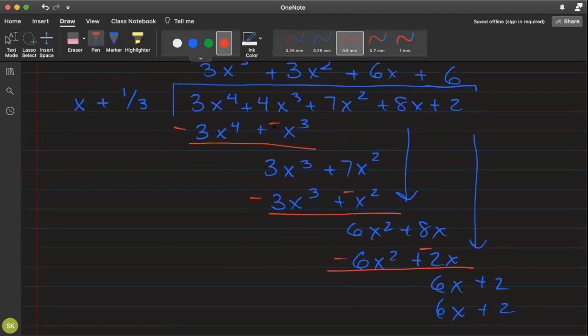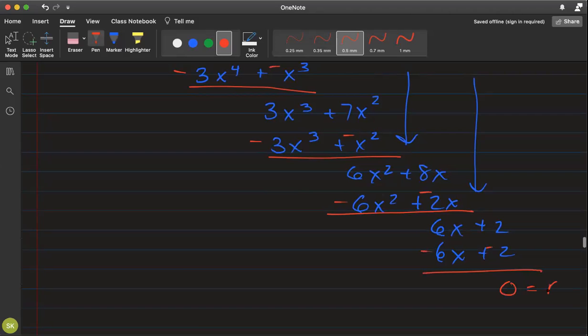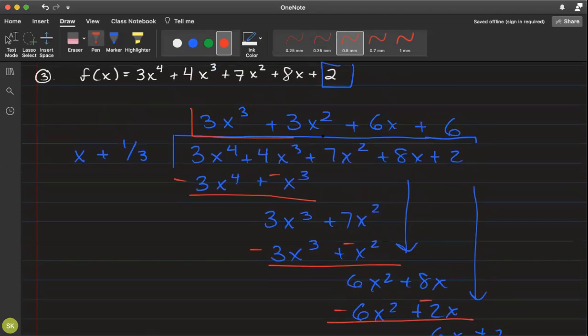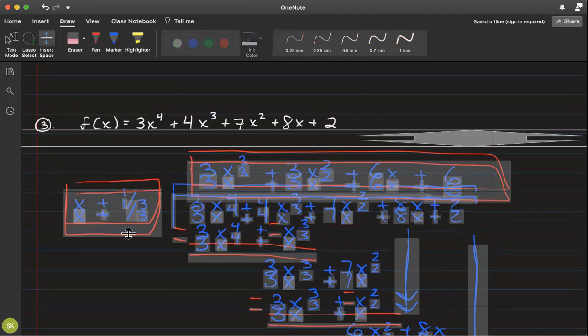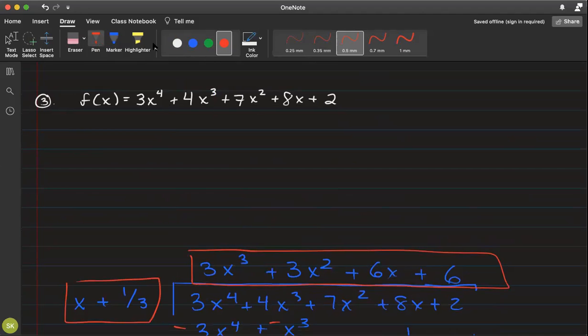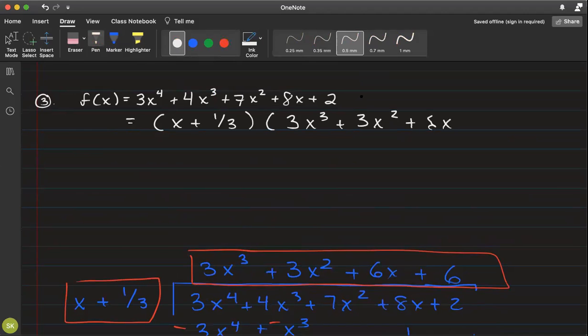And we should always get 0 as the remainder because we know that it was a factor. So we got 0 here. So this piece times this piece gives us this function. So let's write that here. So this is equal to x plus 1/3 times 3x cubed plus 3x squared plus 6x plus 6. Okay, so we've partially factored this. Now we need to focus on this piece and try to factor that.